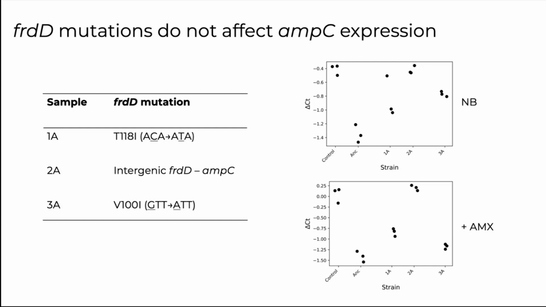We've done the RNA extraction after growth in the presence and absence of amoxicillin, and we found no significant change in AMP-C expression with the FRDD mutations, which suggests that it is something to do with this FRD operon in and of itself. We know that this operon and this enzyme is activated under stress to produce more ATP. So our hypothesis at the moment is that this is producing more ATP to power efflux pumps, potentially pumping out this antibiotic, and this might explain this improved growth.